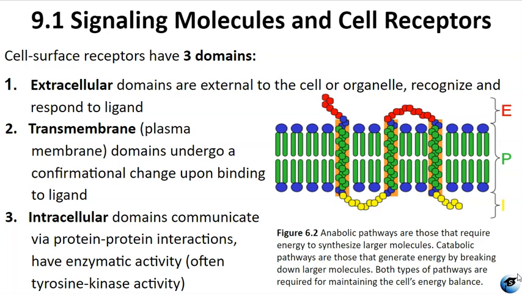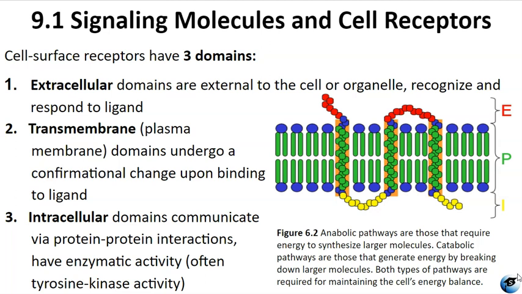Then we have the transmembrane domain. This part is like a bridge that spans the cell membrane. It can have different shapes and sizes depending on the receptor type. In some cases, the transmembrane domain forms a little pore in the membrane, allowing ions to pass through. It's like opening a gateway for ions to travel in and out.